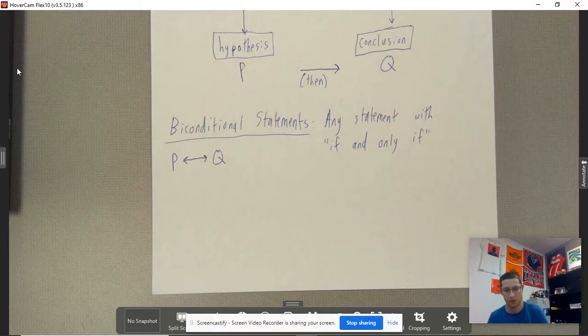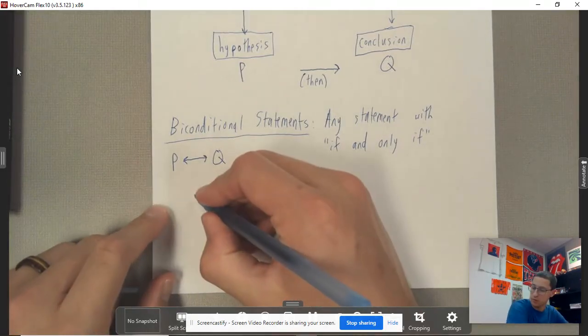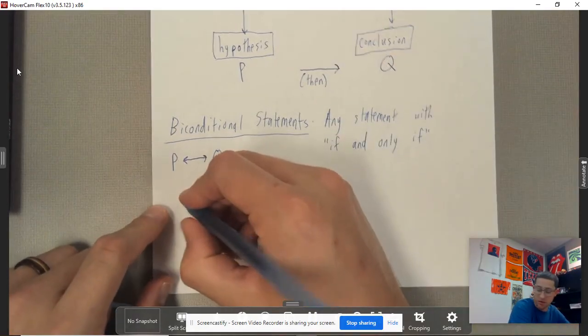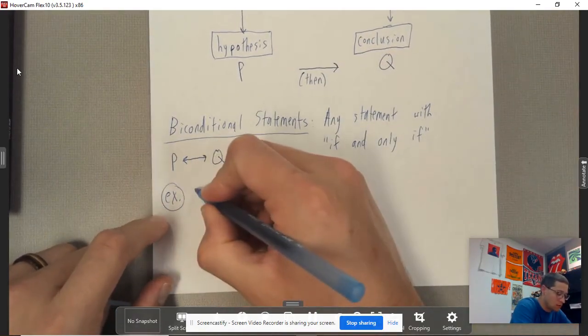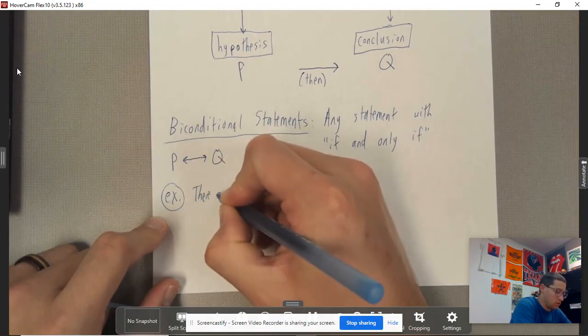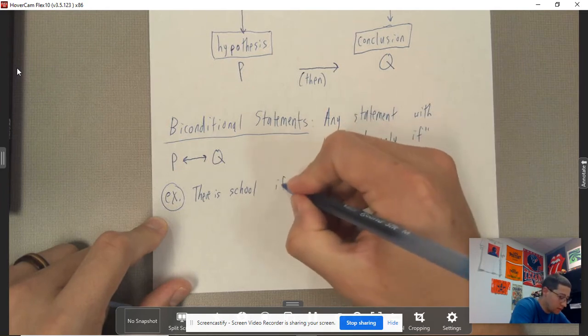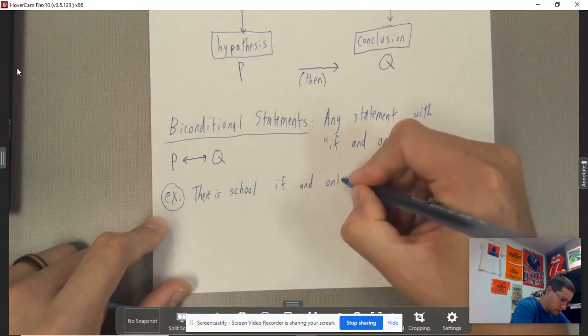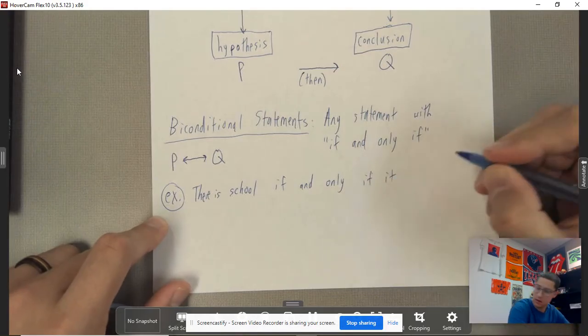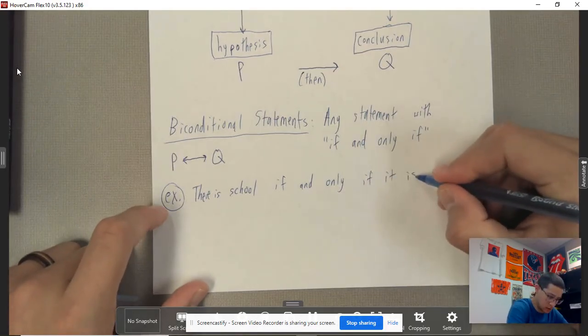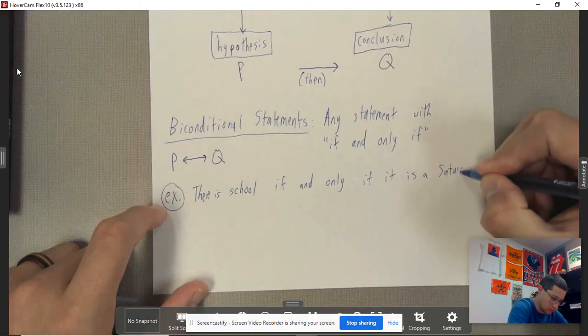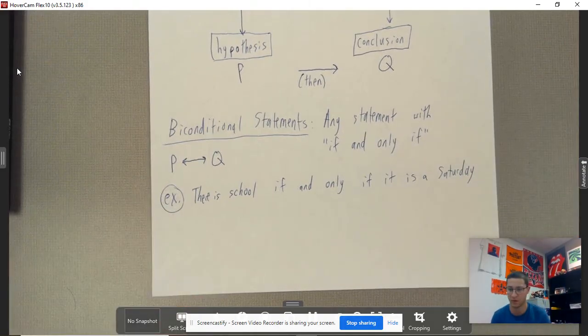Okay, so let's talk about an example. An example would be something like this. There is school if and only if it is a Saturday. Now, true statement? Definitely not. We don't have school on Saturdays.